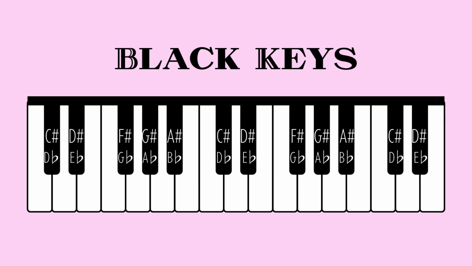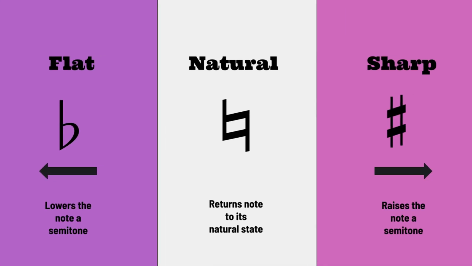Now that we know the white key names, let's talk about the black keys. These keys don't have their own unique letter names. Instead, they are named in relation to the white keys next to them. This is where accidentals come into play. Accidentals are symbols that modify a note by raising or lowering its pitch. There are 3 main types of accidentals.